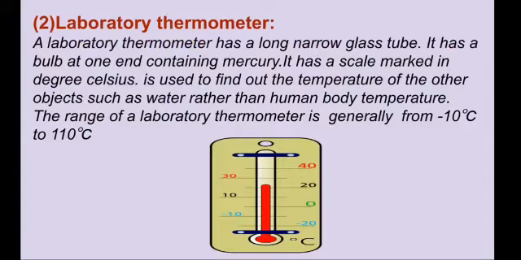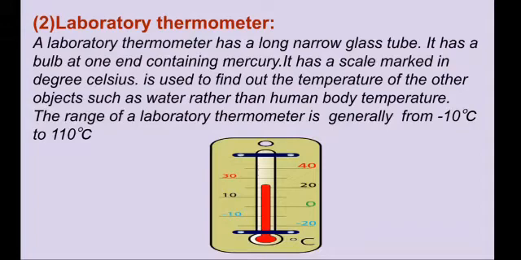First we studied the clinical thermometer. Now we are going to discuss the laboratory thermometer, and you might have seen this kind of thermometer in the laboratory, your school laboratory, right? So it looks like this. You can see the image. A laboratory thermometer has a long narrow glass tube like the clinical one. It has a bulb at one end containing mercury.